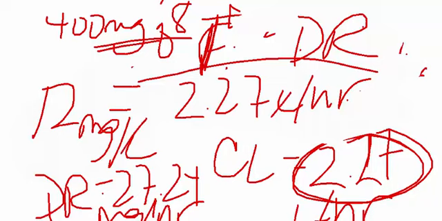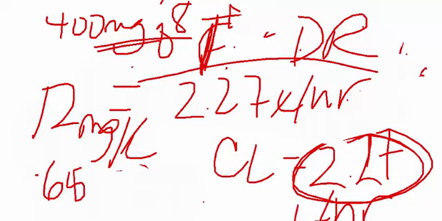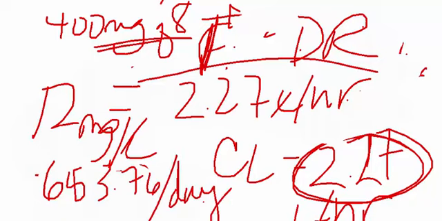So 27.24 times 24. So our daily dose rate is 653.76 per day. Yes? Now, since our clearance is so slow, we could maybe give it twice a day rather than 3 times a day. How would we figure that out? Well, we could figure out a guess of his half-life.